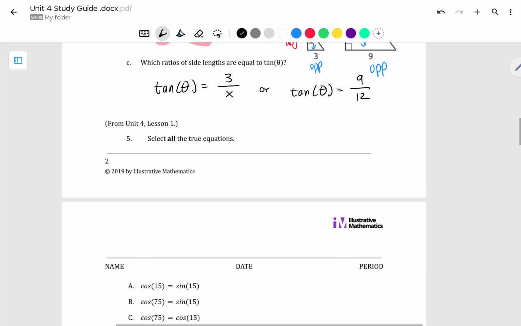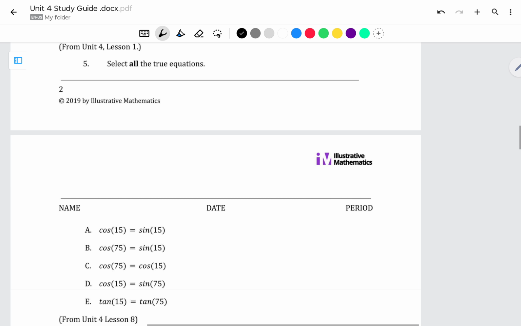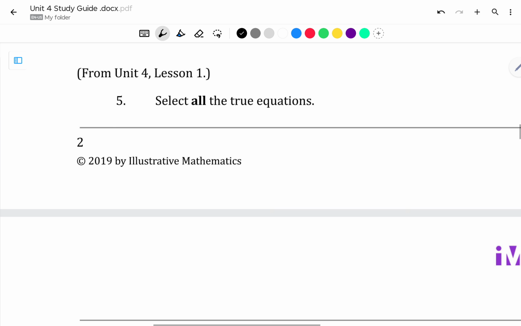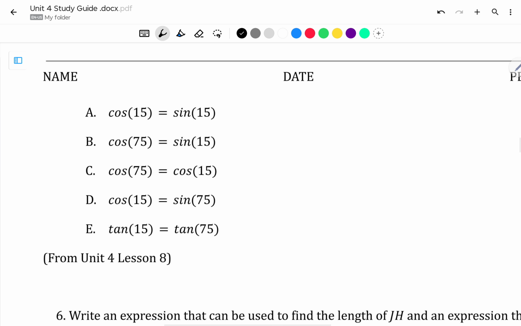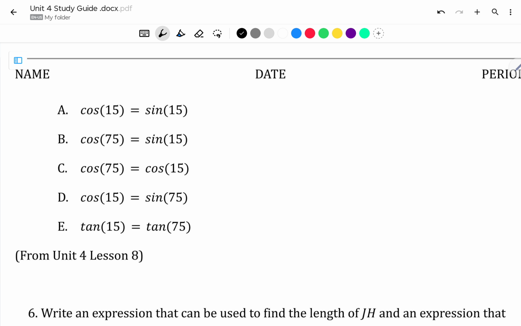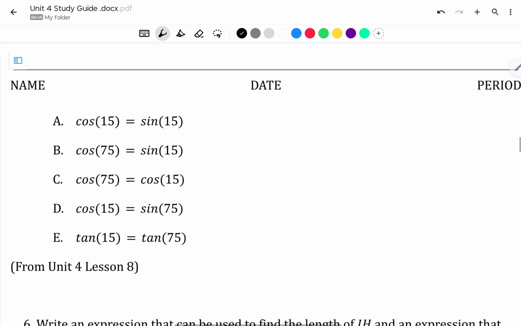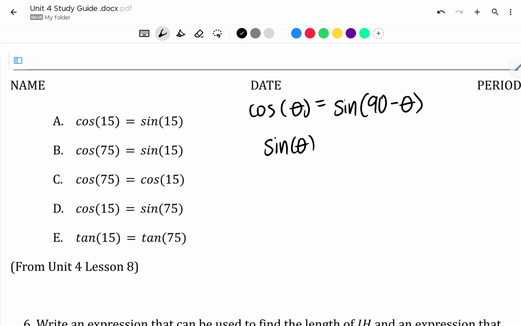All right, let's keep going. For number 5, select all true equations. So this is the one where, remember in lesson 8, we talked about how the cosine and sine have this relationship where if you have cosine of some angle, it's going to equal sine of 90 minus whatever that angle is. If you have sine of some angle, it's going to be equal to cosine of 90 minus that angle.